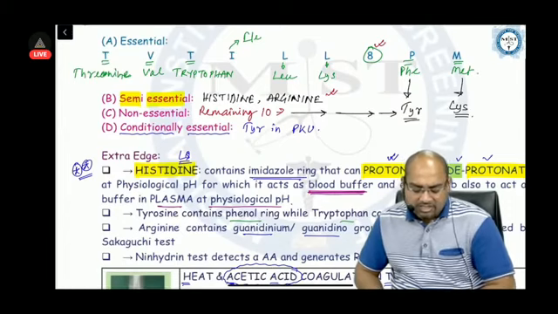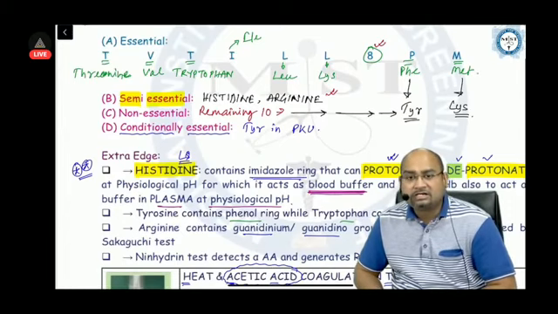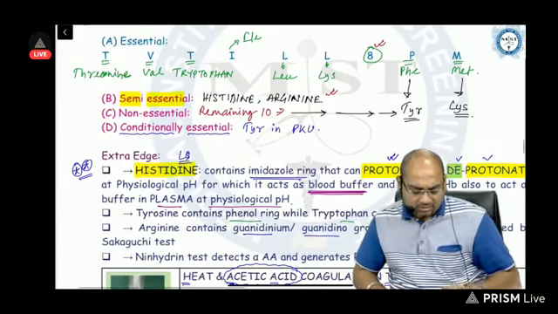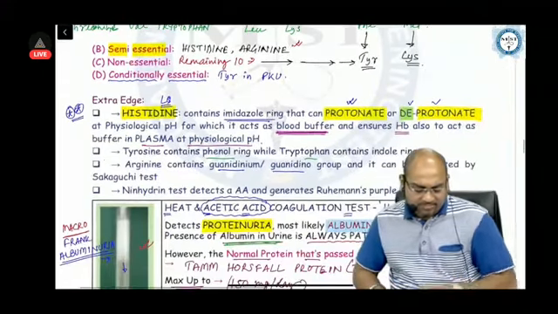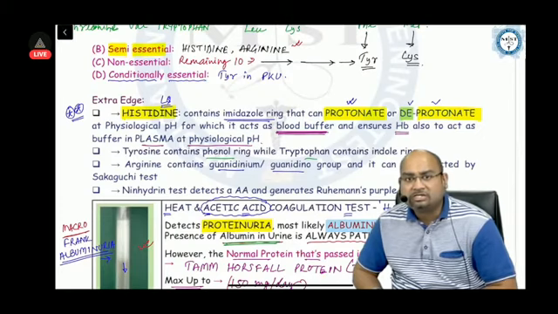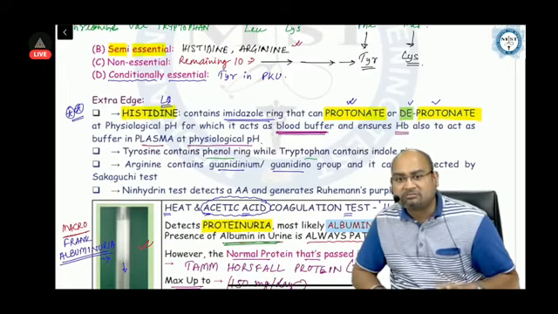Regarding nutritional requirement, please remember, conditionally essential is when phenylalanine in PKU disorder is unable to give you tyrosine, so tyrosine in PKU has to be consumed from outside. Also focus here: histidine contains an imidazole ring which can protonate or deprotonate at physiological pH. That's why histidine can act as a buffer.